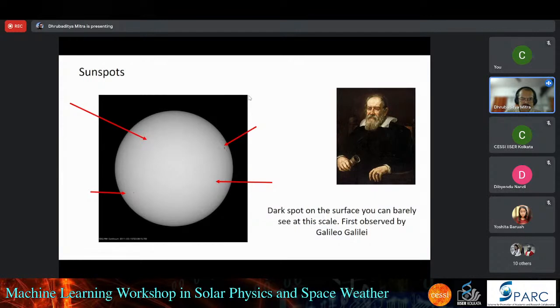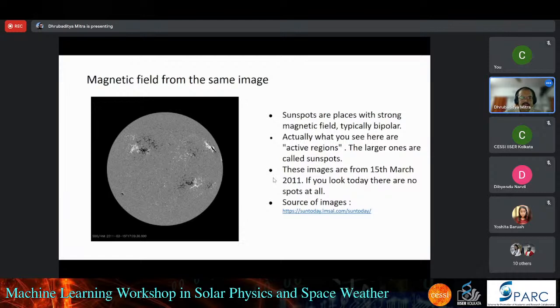As you recognize on the screen, there is Galileo and the sun. And on the sun, you can see there is a sunspot. There are actually sunspots that the arrows are pointing out, but they are hardly visible. So you change the scale and then you see something. These sunspots are places of very strong magnetic field. What you see here are actually active regions, so there is black and white. These are the two polarities. These images are from 15th March 2011.